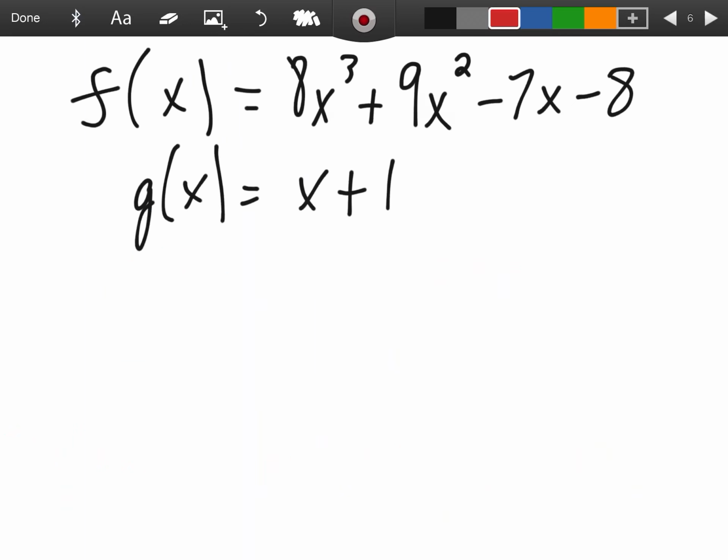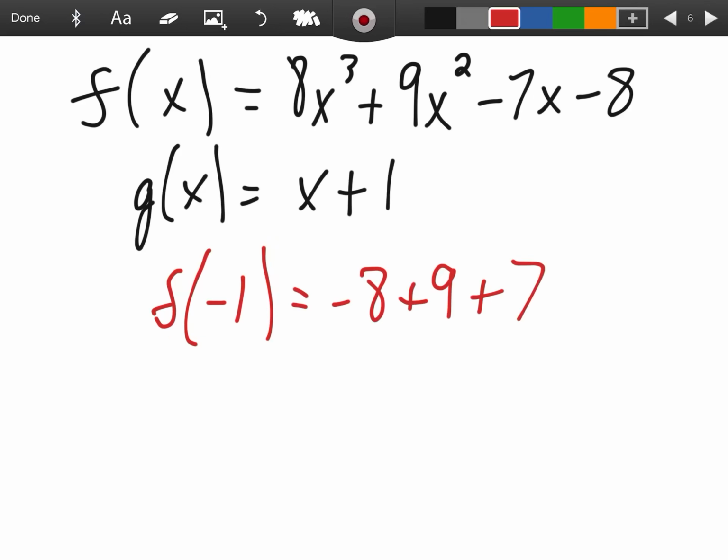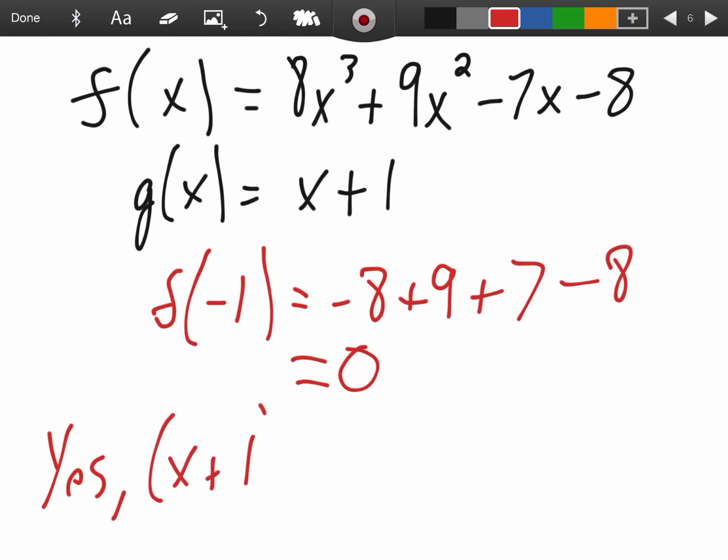All right, for this next one, we have f of x is equal to 8x cubed plus 9x squared minus 7x minus 8. And we want to know, is x plus 1 a factor? So I'm going to find f of negative 1. Well, that's going to give me negative 8 plus 9 plus 7 minus 8. I just plugged in negative 1 there. Negative 8 plus 9 is 1, plus 7 is 8, minus 8 is 0. So I can say, yeah, x plus 1 is a factor of f of x.